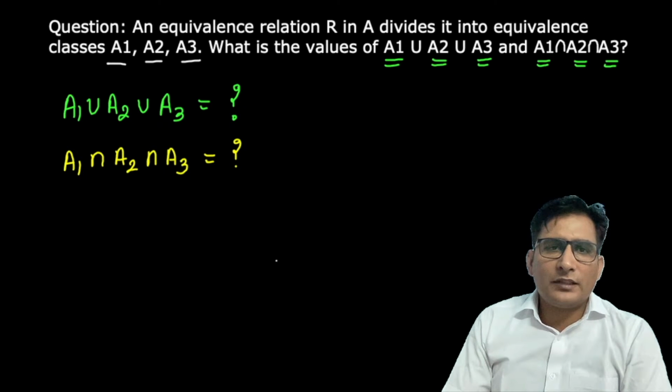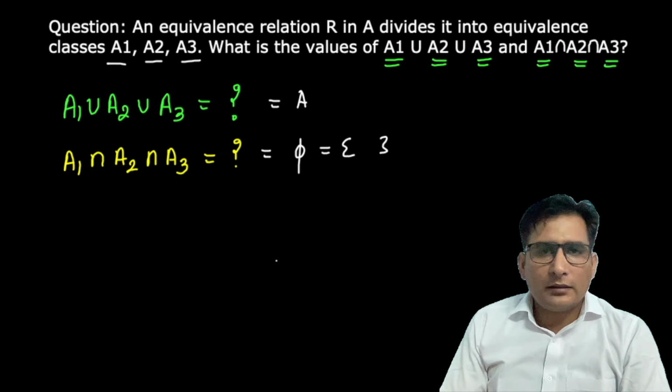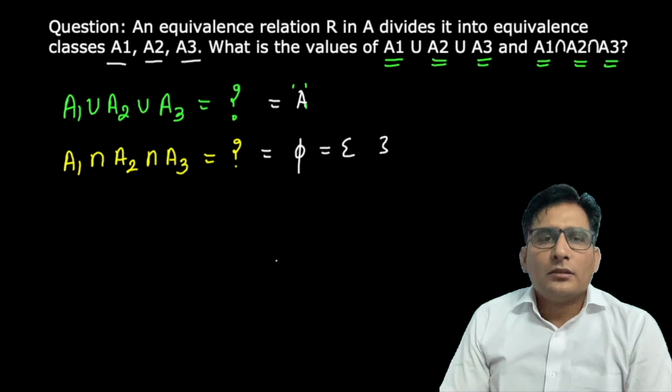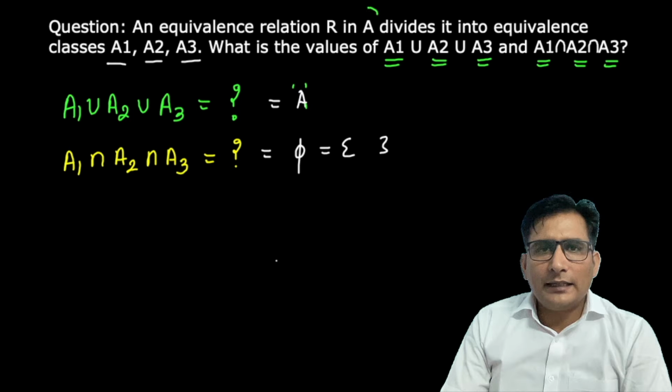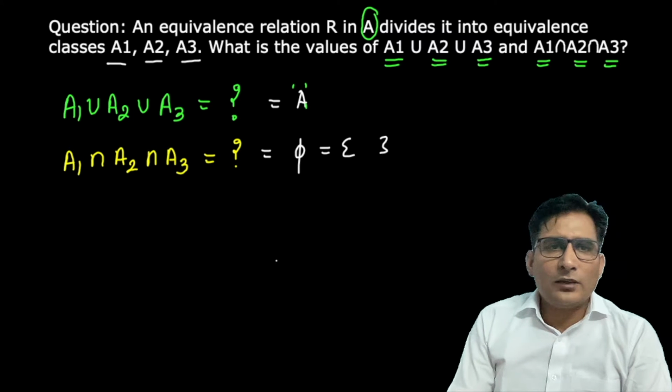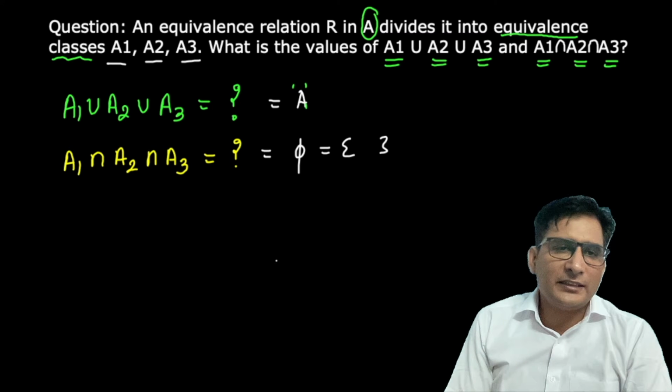The answer for the first thing is equal to the set A, and the answer for this is equal to the null set, φ. Nothing is common in this case. So how did I get these answers? Let me explain this to you. First of all, look at this question. Here it is given set A is divided into equivalence classes. Let me explain what that means.